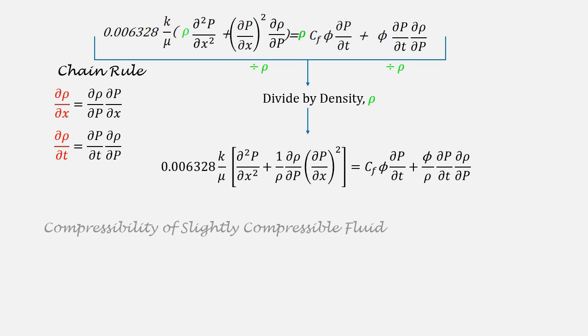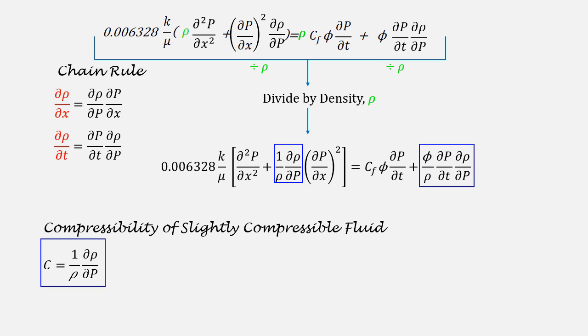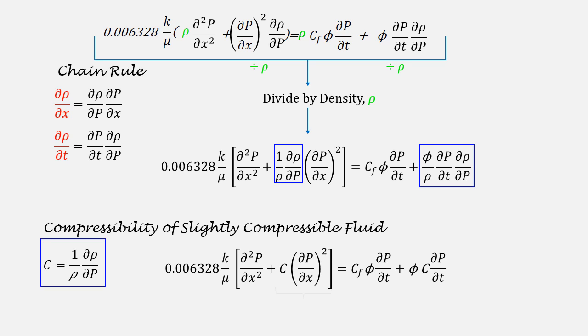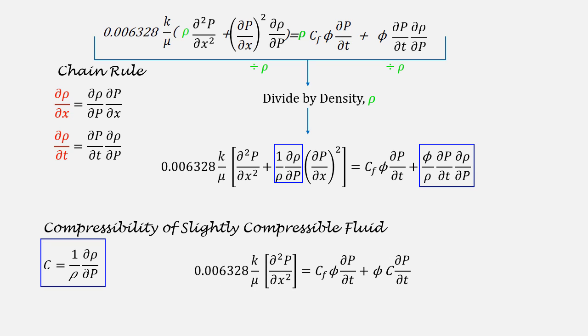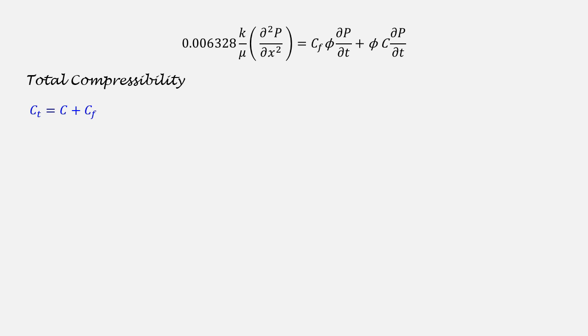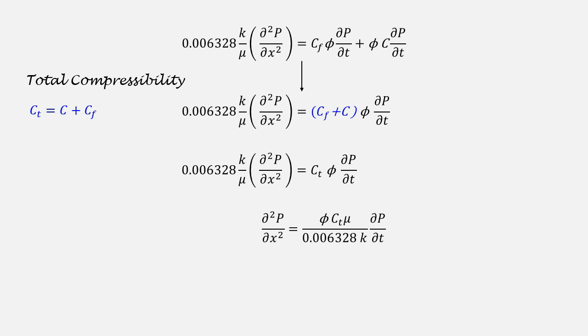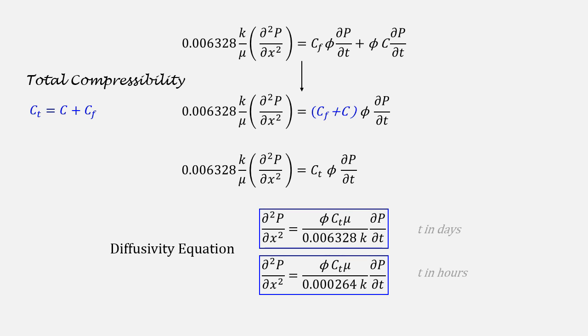This is where fluid compressibility comes into action. This is the formula of C, fluid compressibility. Fluid compressibility is then substituted twice in the equation. We neglect the whole term as it is very small. The equation is further simplified, and as you can see, there are rock compressibility and fluid compressibility on the right side of the equation that lead to total compressibility Ct. The equation is rearranged, and finally we've got the diffusivity equation, one in terms of days and the other in hours.